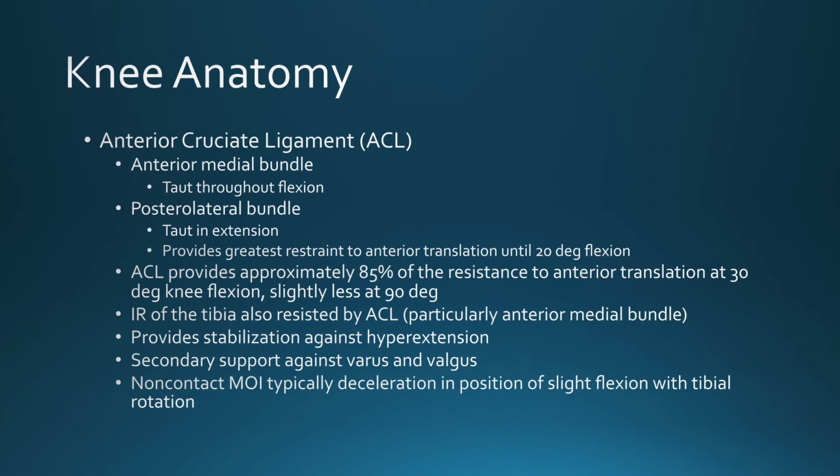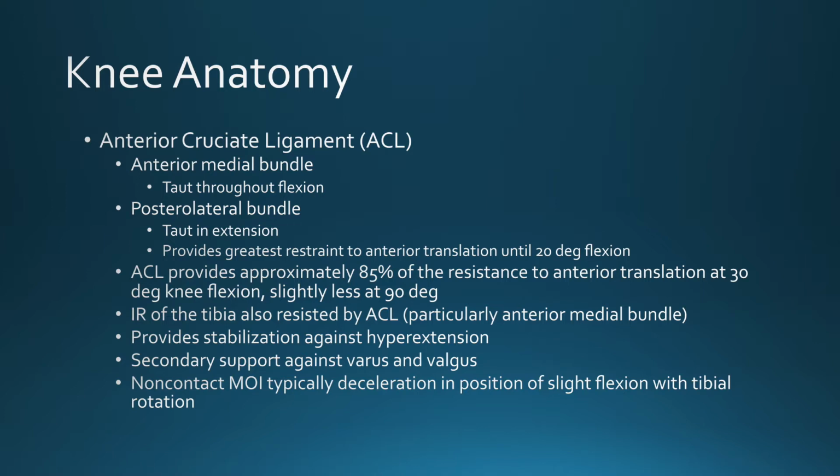Then we have the anterior cruciate ligament. This is comprised of an anteromedial bundle and a posterolateral bundle. So the anteromedial bundle is considered to be taut throughout flexion, where the posterolateral bundle is more taut in extended positions. The posterolateral bundle provides the greatest restraint to anterior translation up until 20 degrees of flexion.